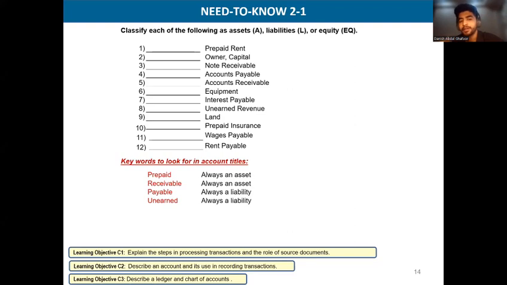Prepaid, there's a key term, and there's a trick that will make your life easier. Whenever prepaid comes, always put it in the asset category. Receivable is an asset, payable is a liability, unearned is a liability. We already discussed unearned revenue in much detail. So I guess you have all segregated these into asset, liability, and equity accounts.